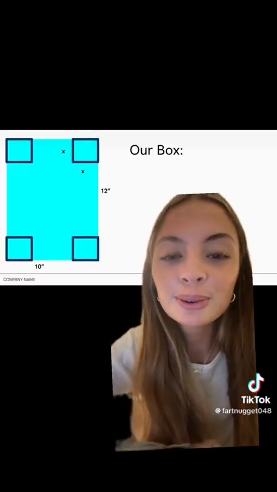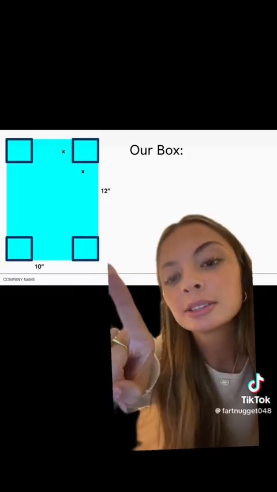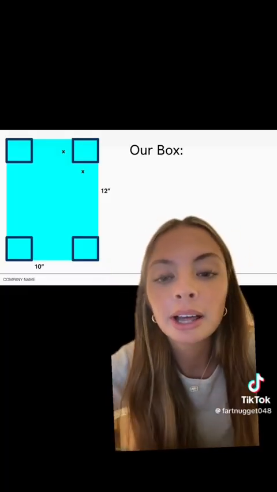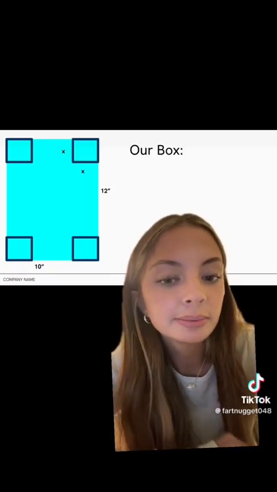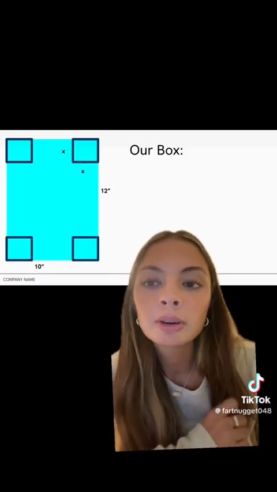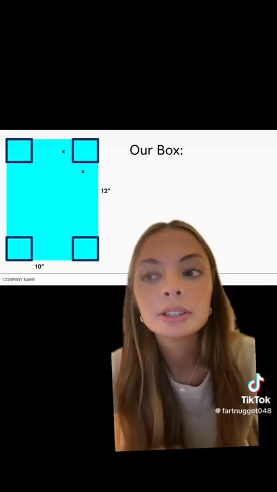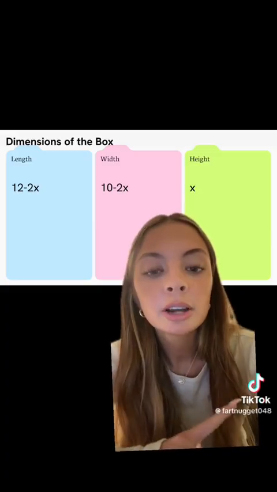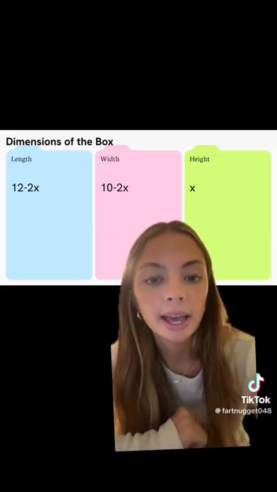So the first thing we're going to want to do is draw out our cardboard box. We have the squares that we're going to be cutting out, represented by x, as well as the length, which is 12 feet, and the width, which is 10 feet. Our goal is to determine the size of the cuts, represented by x, that will give us the largest possible volume.